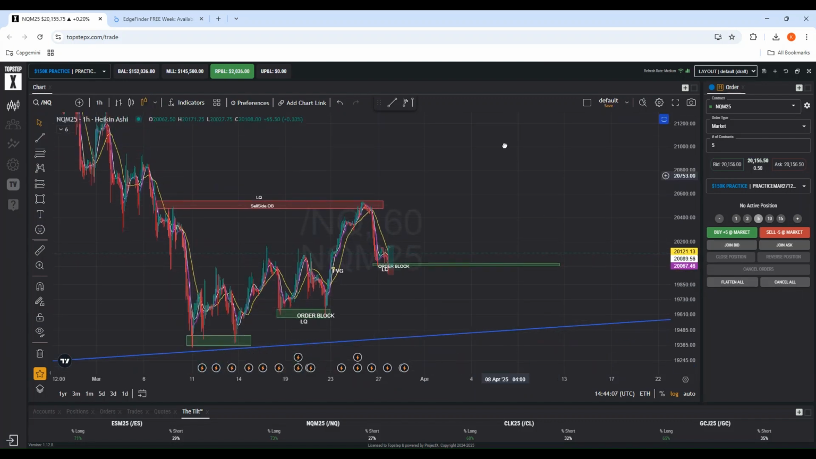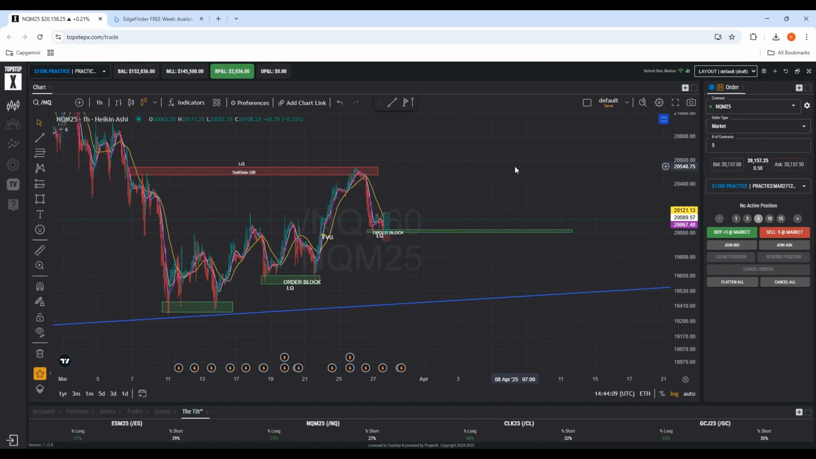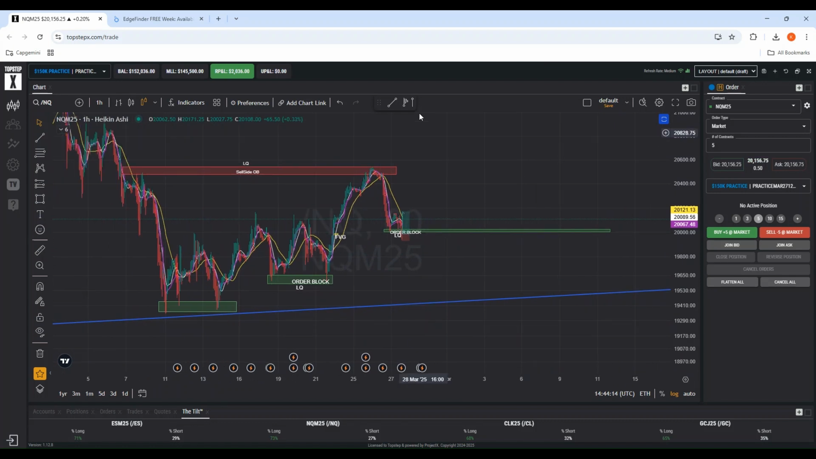So what an order block is, basically it's just like a demand zone, but it's an ICT concept, so it's a different way of looking at it. So how you mark an order block here, see we have a big sell off here.